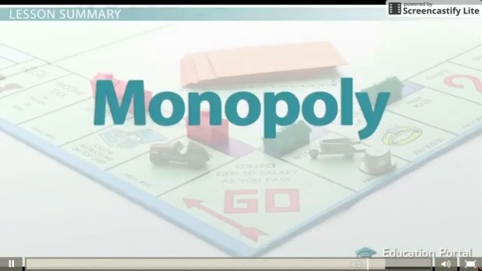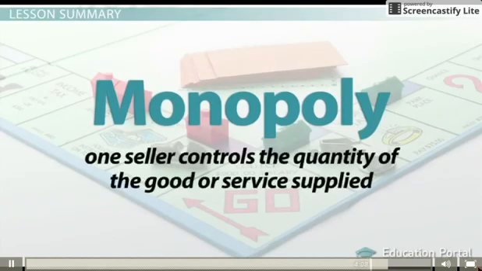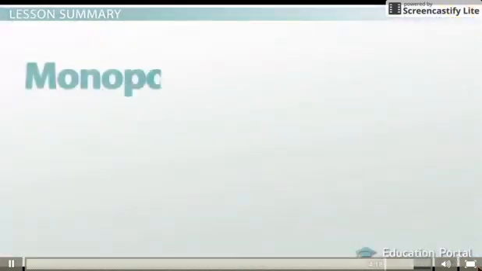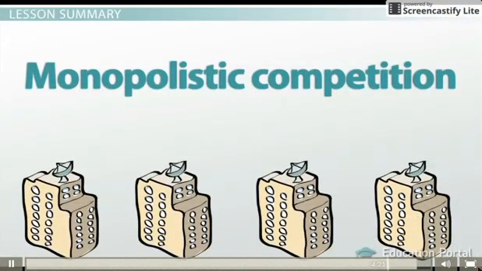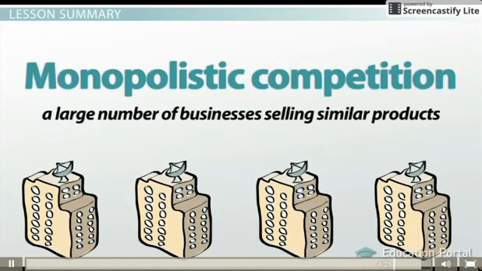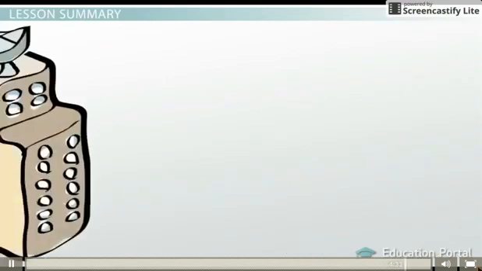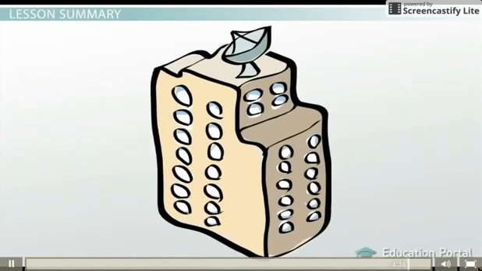A monopoly exists when one seller controls the quantity of the good or service supplied. Prices for goods and services in a monopoly can be set as high as buyers are willing to pay since there's no competition. On the other hand, a monopolistic competition is the type of market you find in the United States. You have a large number of businesses selling similar products. Businesses compete on price and different characteristics of their products and services. Again, businesses can relatively easily enter and leave the market.